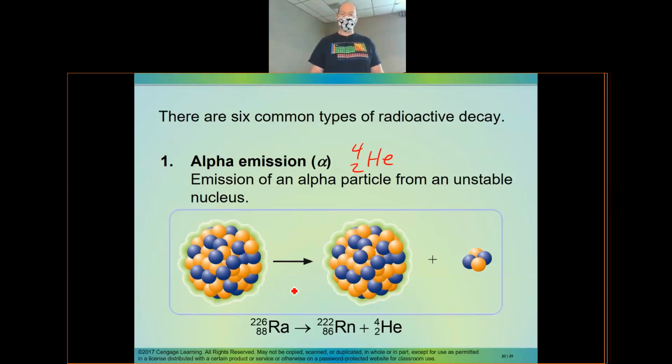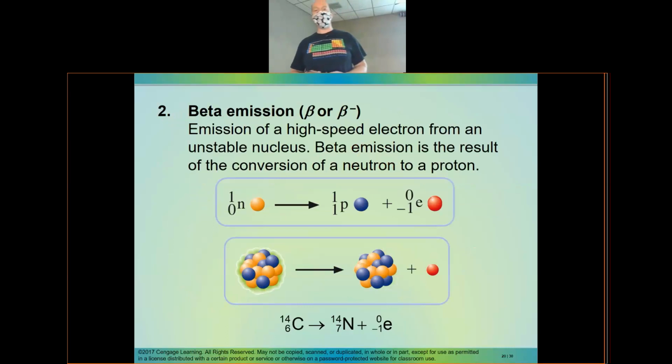So we already saw this reaction here where you have your 226, which is equal to 222 plus 4. You got your 88, which is equal to 86 plus 2. All right, so alpha emission is a very common type of radioactive decay. Beta emission, also a very common radioactive decay. So you can write it as a 0, -1e or 0, -1 with a beta symbol.